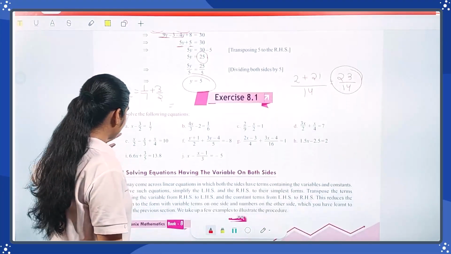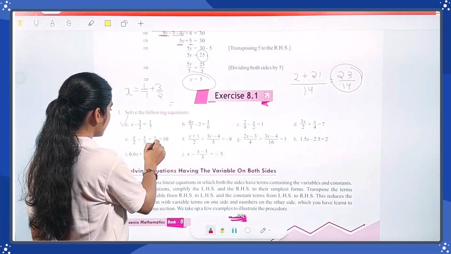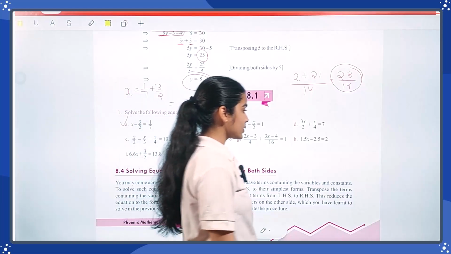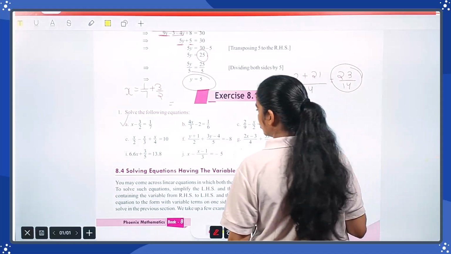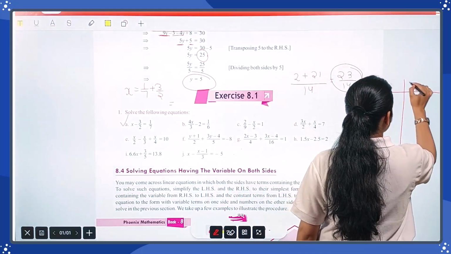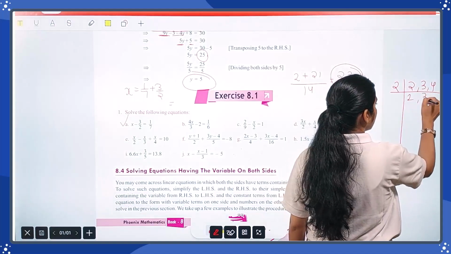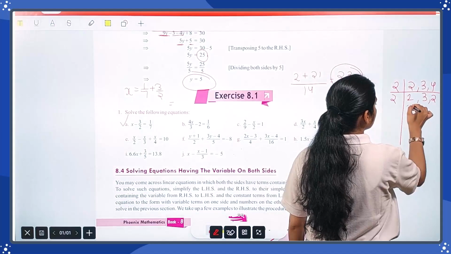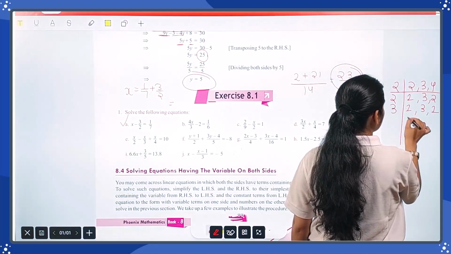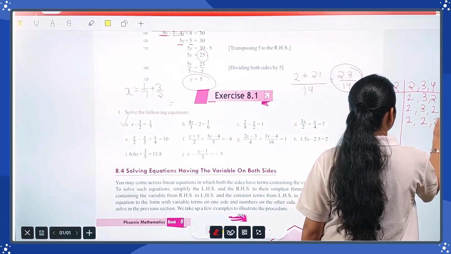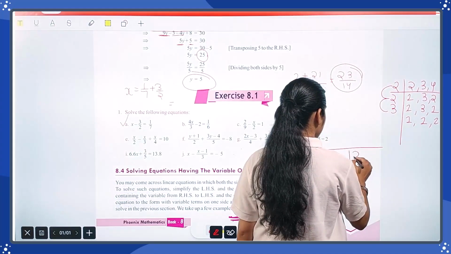Next question you have this one, x by 2 minus x by 3 plus x by 4 is equal to 10. So what you have to do, first you have to take the LCM of these three numbers, 2, 3 and 4. 2 2s are 4, 4 3s are 12. So the LCM of 2, 3, 4 is 12.